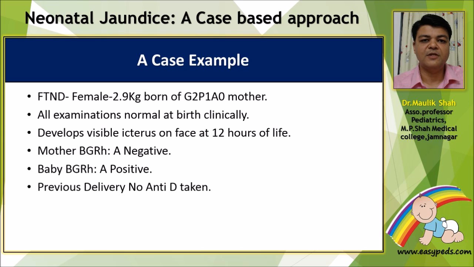A full-term normal delivered female child of 2.9 kg, born of a second gravida mother, whose all clinical examinations at birth were normal, develops icterus at 12 hours of life. The mother's blood group and RH was A negative. The baby's blood group and RH typification was A positive. The history was suggestive that the previous delivery went off well, but there was no anti-D taken by the mother.